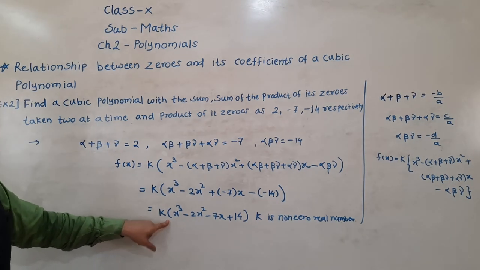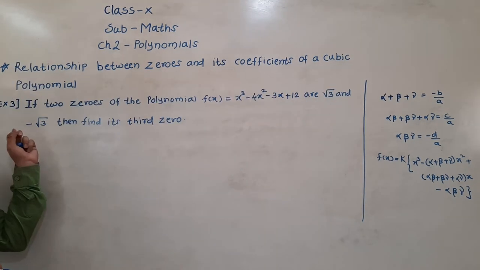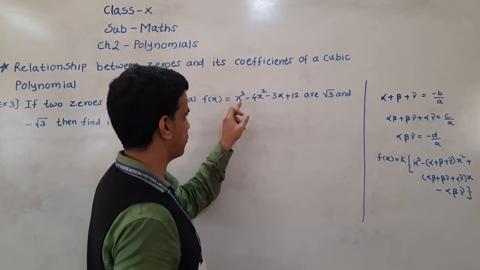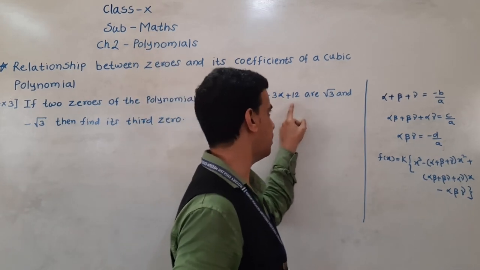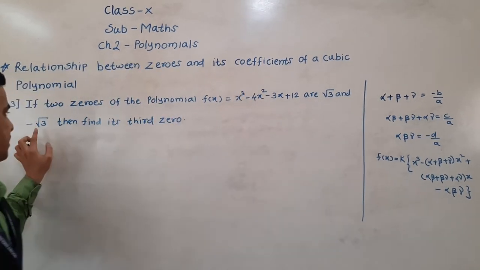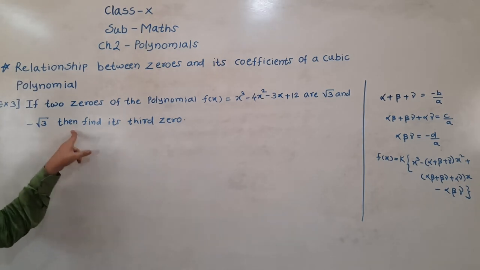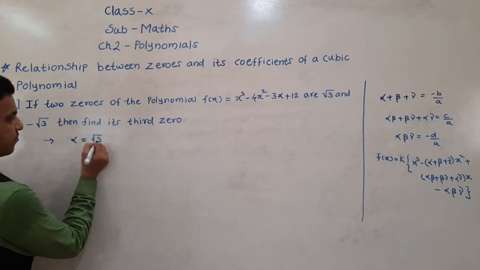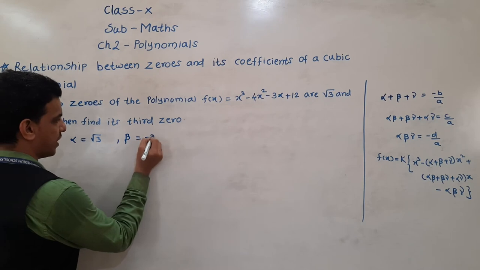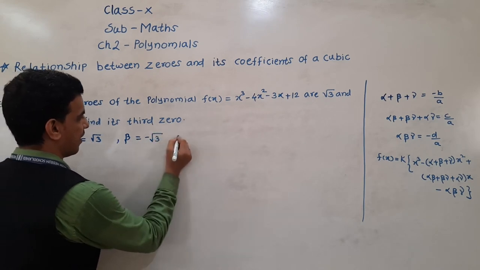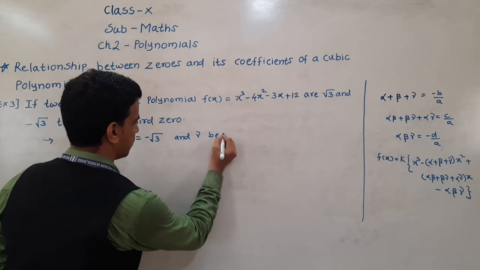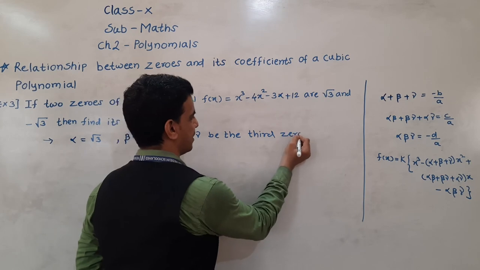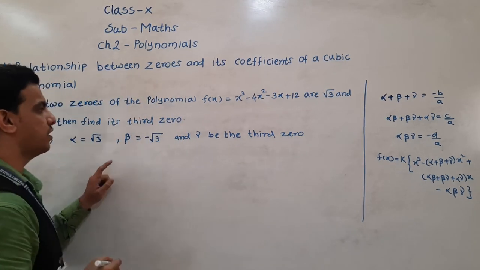Okay, now we will take the next example. The example is: if two zeros of the polynomial f of x is equal to x cube minus 4x square minus 3x plus 12 are root 3 and minus root 3, then find its third zero. Okay, so here we have to suppose that alpha is equal to root 3, beta is equal to minus root 3 and gamma be the third zero. Okay, so we have to use the relation and find the value of gamma.